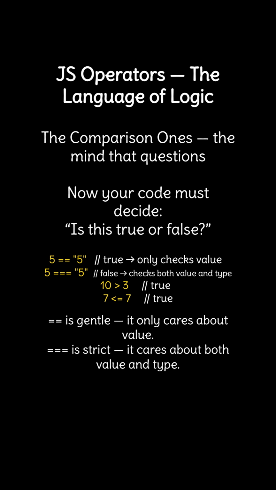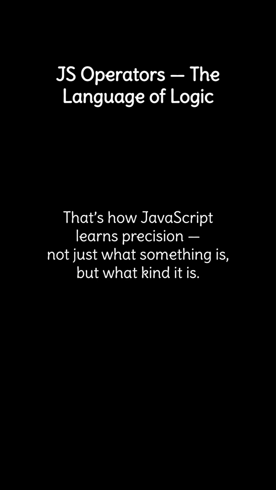Double equal is gentle, it only cares about value. Triple equal is strict, it cares about both value and type. That's how JavaScript learns precision, not just what something is, but what kind it is.